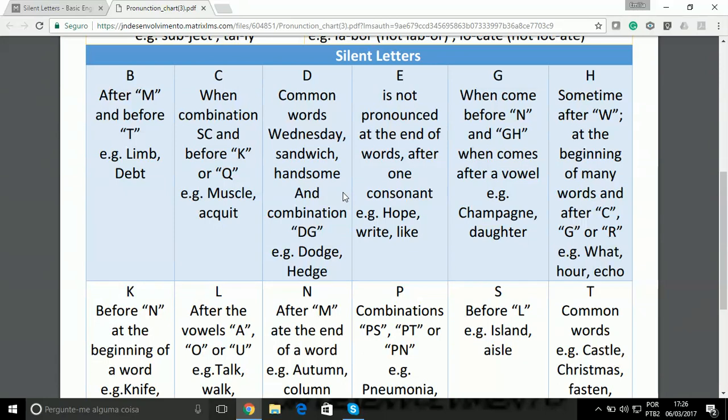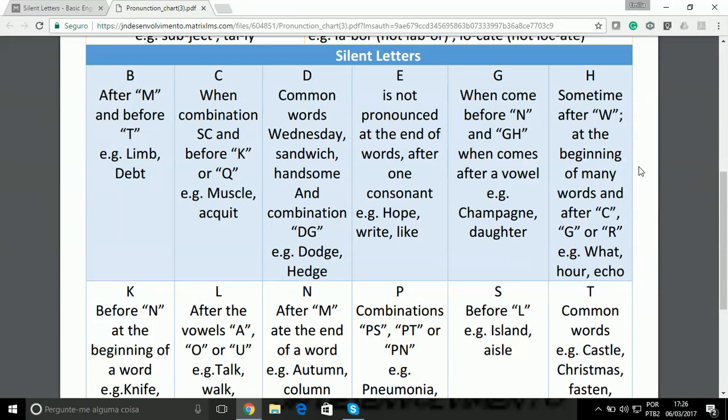So here come the examples: champagne. We don't read the G because it comes before the N. And in this case, daughter. Normally, in the words that have a T after the GH, we don't read it, but it's not all the words.